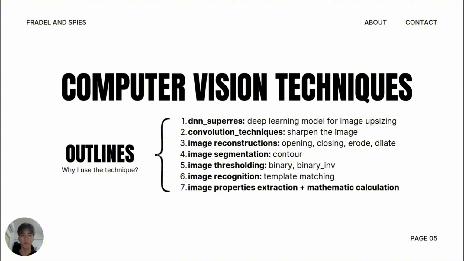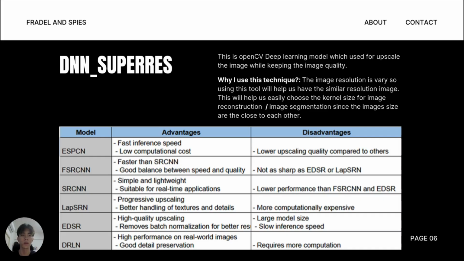For the computer vision techniques that we use and the reason: first, DNN SuperRes as a deep learning model for image upsizing. The second, convolution techniques for sharpening the image. The third, image reconstruction for opening, closing, erode, and dilate. The fourth, image segmentation for contour. Fifth, image thresholding for binary and binary inverse. The sixth, image recognition for template matching. And the seventh, image property extraction plus mathematical calculation. So let's go deep through each technique.